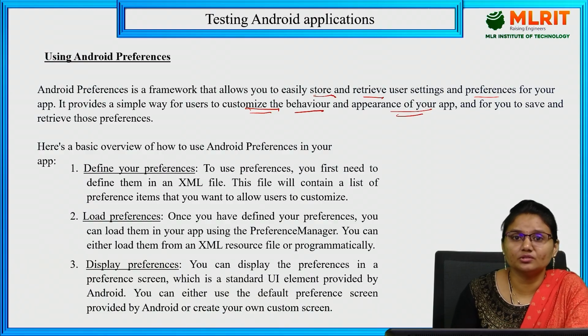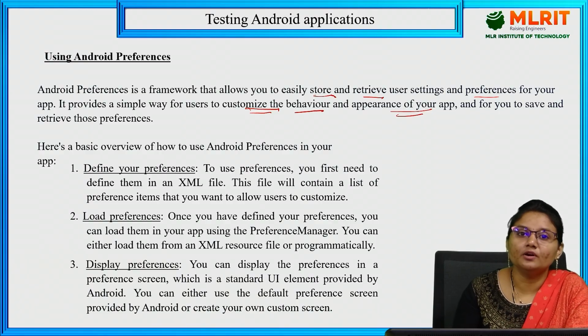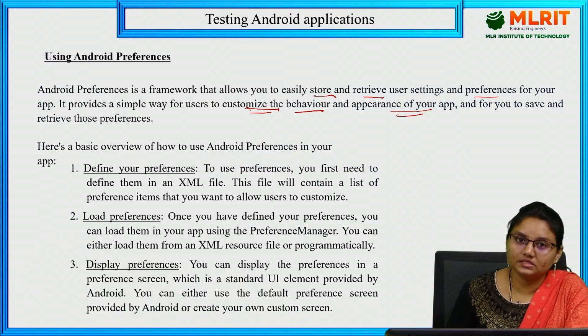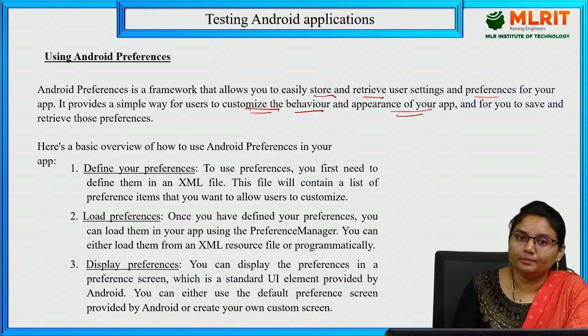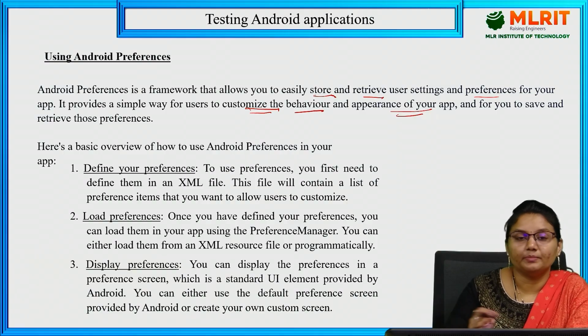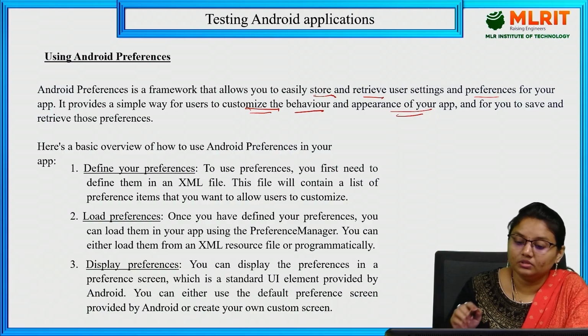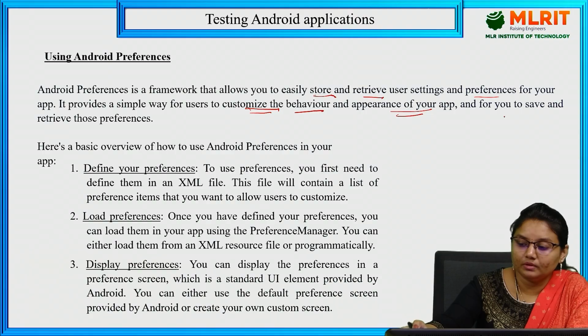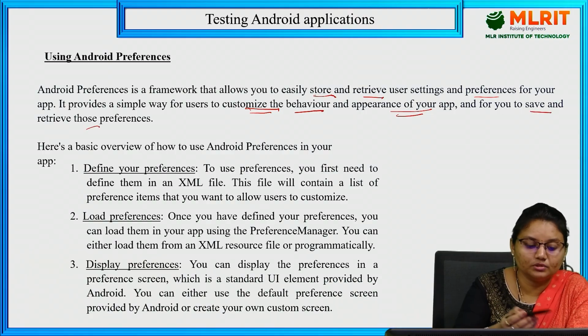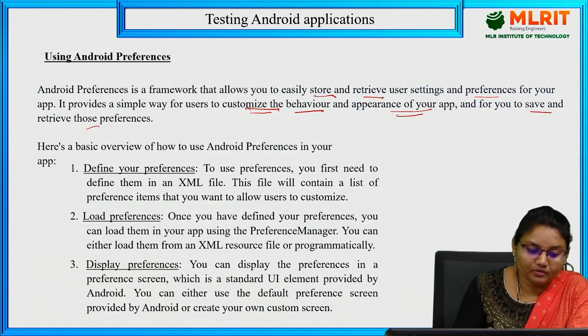And the appearance of your application is the display of different components, whether they are all displaying and how they are designed, or how the margin levels which are already defined are handled. If it is beyond the limits, then the appearance may differ. That should not happen. So for you to save and retrieve those preferences, this is the overview of Android preferences.